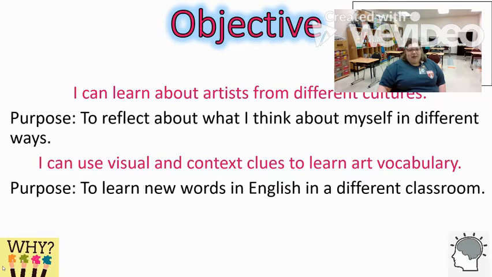Objective. I can learn about artists from different cultures. Purpose. To reflect about what I think about myself in different ways. Objective number 2. I can use visual and context clues to learn art vocabulary. The purpose. To learn new words in English in a different classroom.